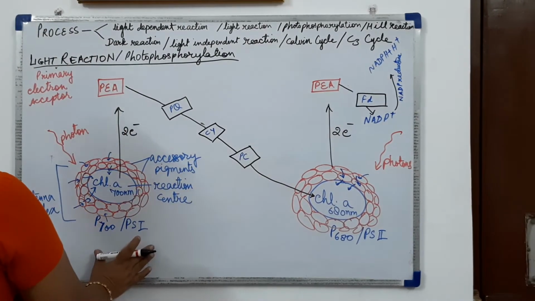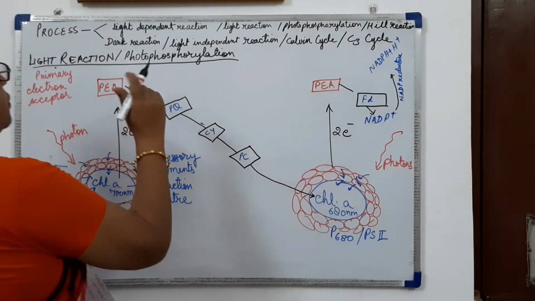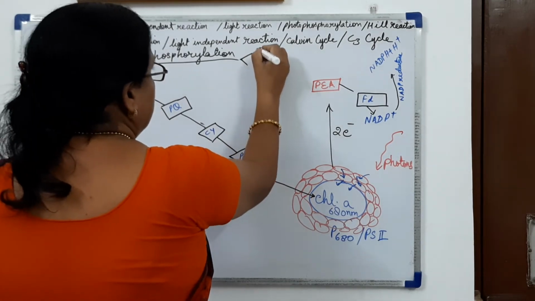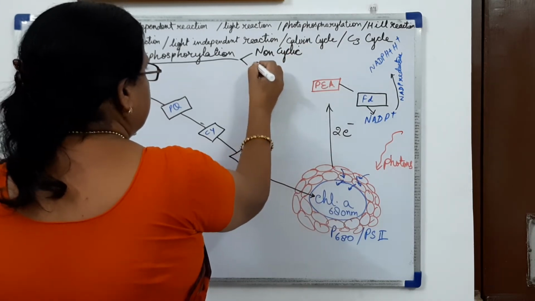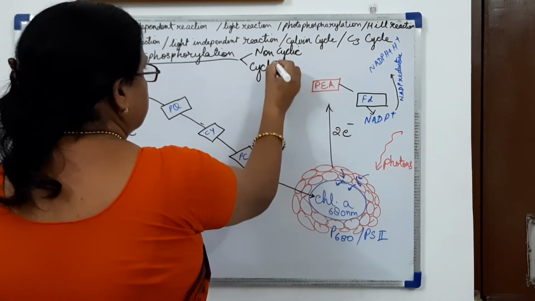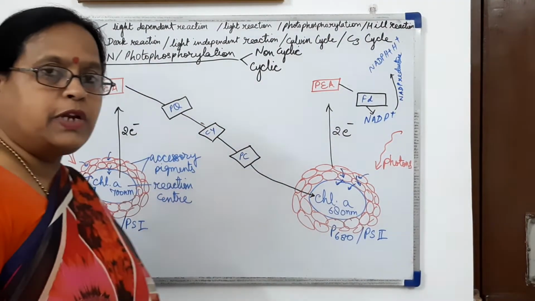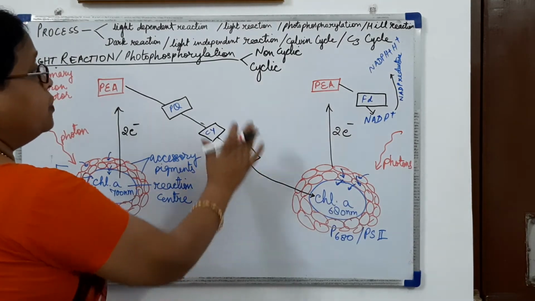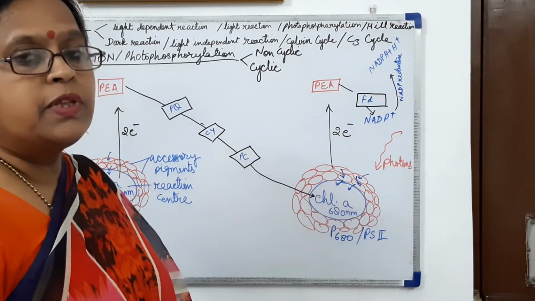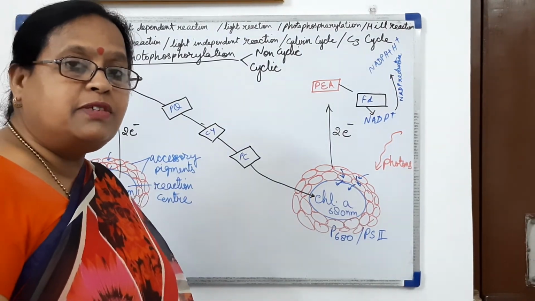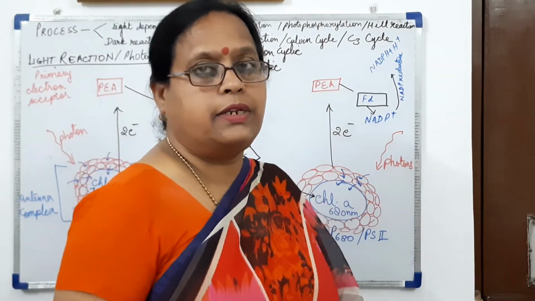In photophosphorylation, there are 2 types: one is non-cyclic and the other is cyclic. So first of all, non-cyclic photophosphorylation will be seen. In this photophosphorylation, both the pigment systems are involved, and we know that these pigment systems are found in the membranes of the thylakoid.